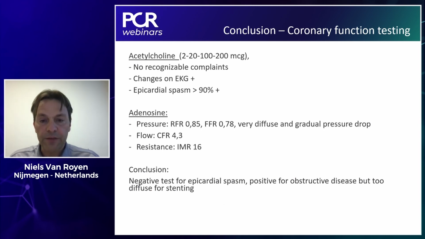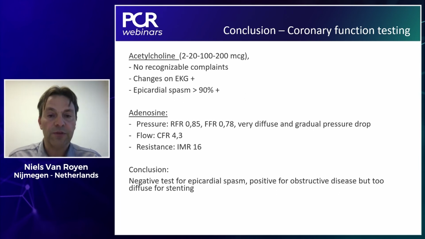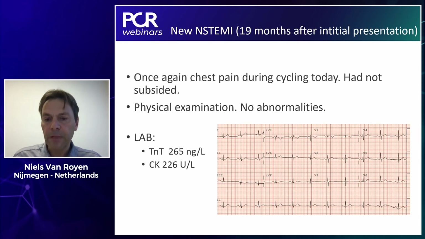So, taken together, we concluded that the coronary function testing was negative, both for spasm as well as for a fixed microvascular dysfunction. But there was obstructive epicardial disease, which was, however, too diffuse for stenting. So, again, we recommended conservative treatment. Now, the story doesn't end yet there.